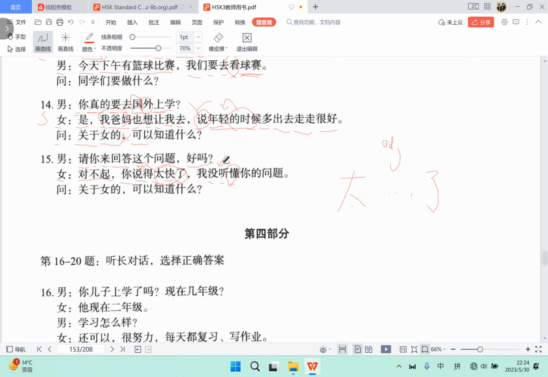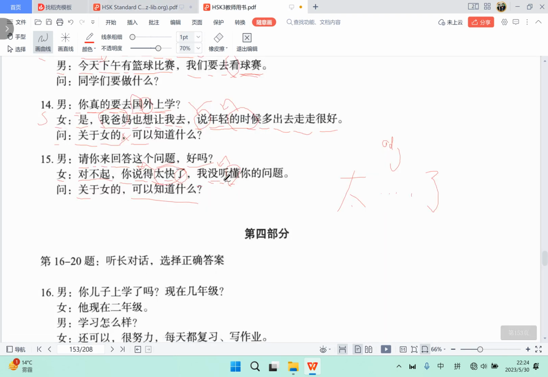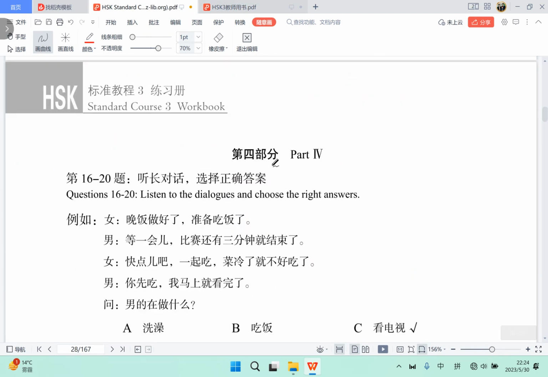Okay, so 关于女的可以知道什么, about the lady, what could we know? 不能回答问题, right? She can't reply to the question, so we choose C. And 说话很快, this is the man, right? 男人 and 都听懂了. She said 没听懂, right? 我没听懂, I didn't understand, so the keyword is 没听懂.